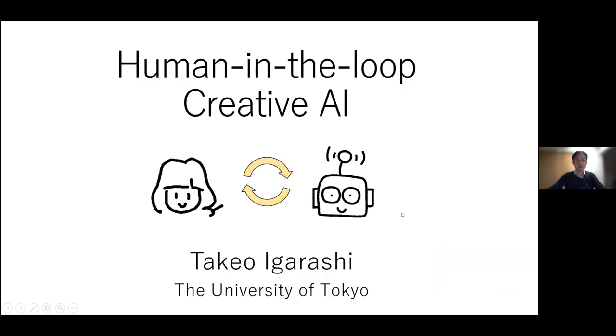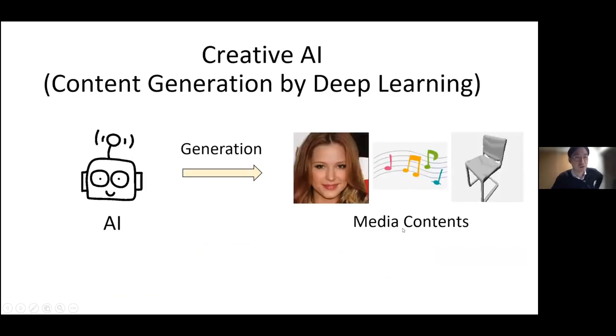So I will focus on creative AI aspect of our work today. So many people now working on creative AI, right? Especially deep learning. Content generation by deep learning has lots of potential, and many people are trying to develop novel techniques for generations. Artificial intelligence, mainly neural network, do something and then get many kinds of media contents like images or 3D models or animations and music, anything. So many people are doing it.